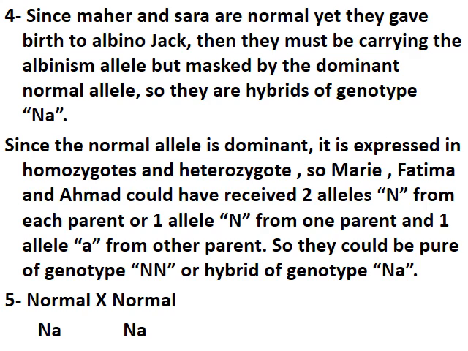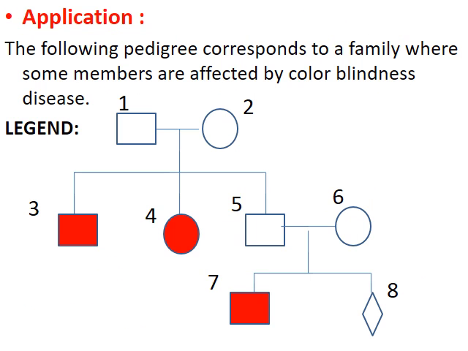Maher and Sarah are normal, yet they gave birth to an albino Jack, so they must be carrying the allele of albinism, but it was masked by the normal dominant allele. So the genotype should be Na. Since the normal allele is dominant, it is expressed in the case of homozygote and heterozygote. So Mary, Fatima, and Ahmad could have received the normal allele from each parent, or one normal allele from one parent and one allele a, which codes for albinism, from the other parent. So they could be pure with genotype NN or hybrid with genotype Na. So you have two possibilities here, either Na or NN. For the factorial analysis, you have to do the crossing Na with Na, normal crossed with normal.